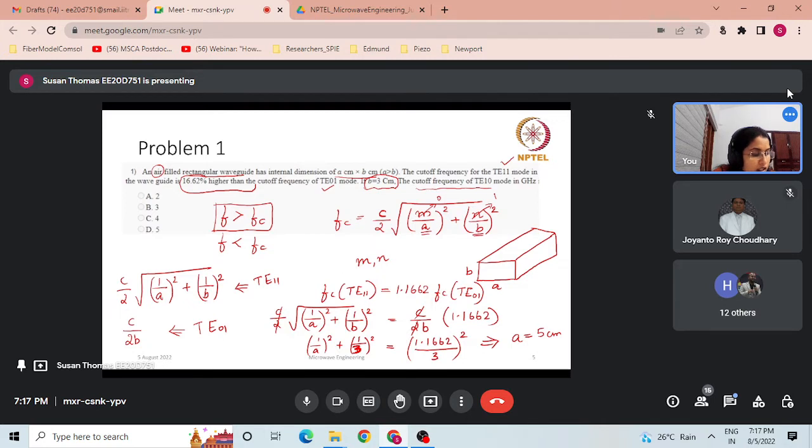Let us look at the question once again. What is being asked? The cutoff frequency of TE10 mode. So let us see what it is. m goes to 1 and n goes to 0, so we get fc as c by 2a. This is the cutoff frequency of TE10 mode. We know the value of a, so it is easy for us. c is 3 into 10 power 10 centimeters per second, and 2 into 5 centimeters. So this turns out to be, can anybody tell me what the frequency is?